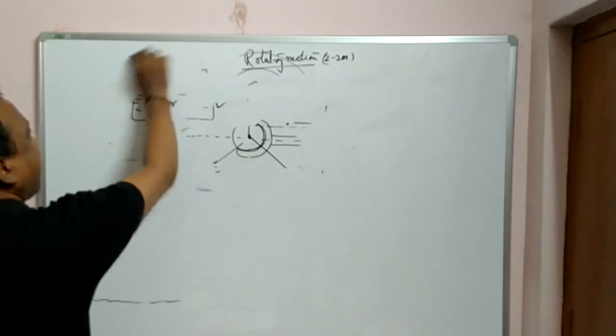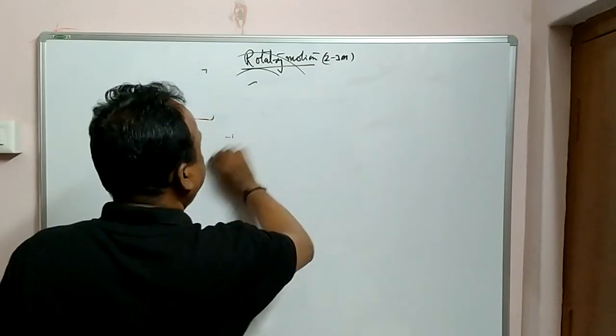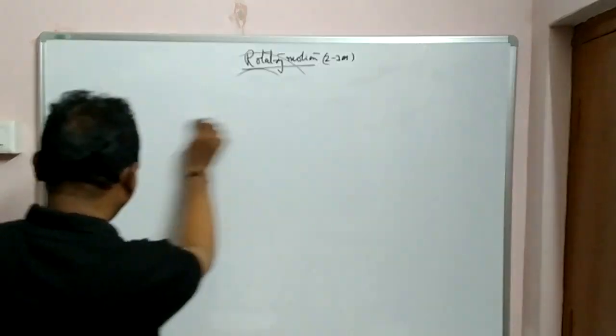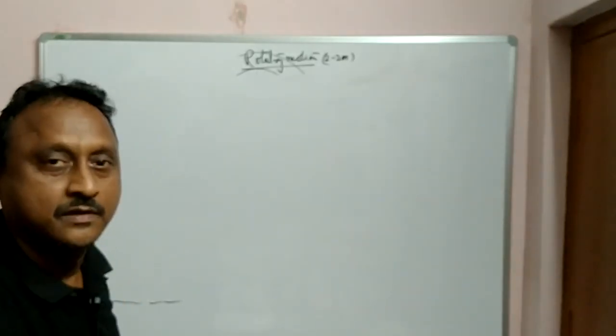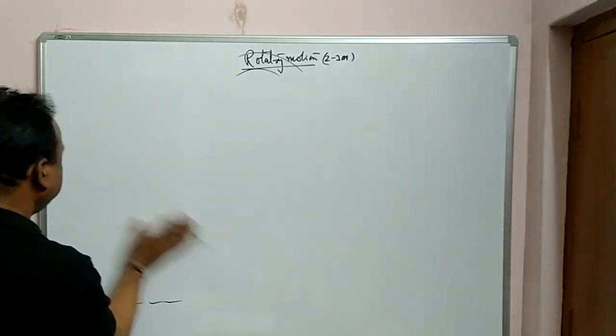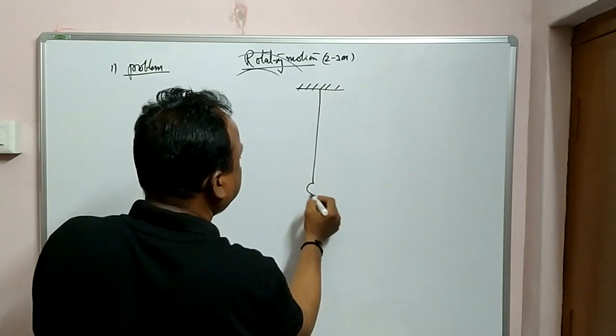To explain in a better manner, I will give you a small numerical, how to solve the numerical. To understand this well, let us do a small numerical. For that, see, a small numerical problem. For example, this is a fixed point. A pendulum is there.